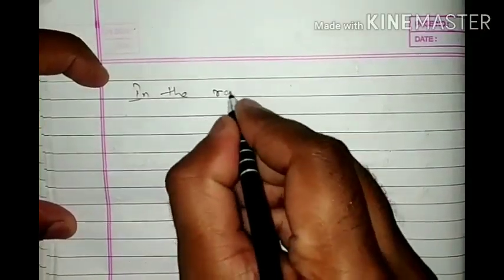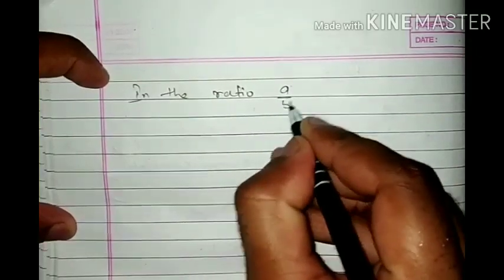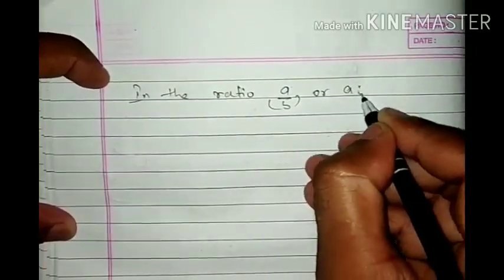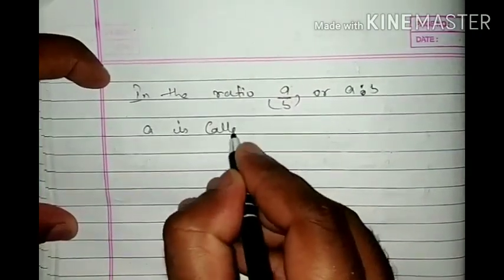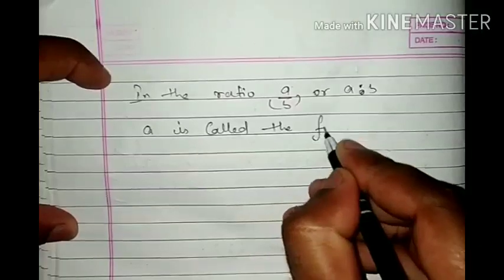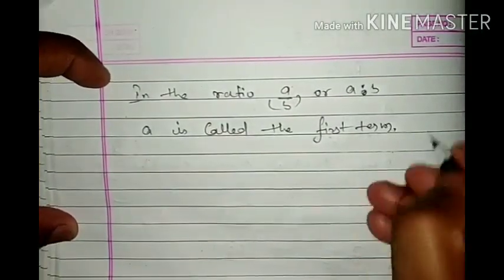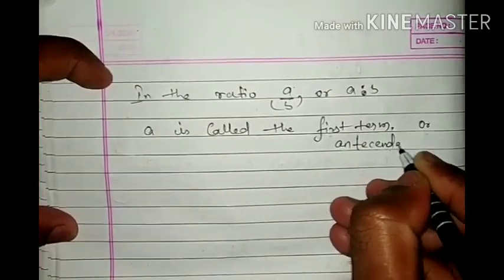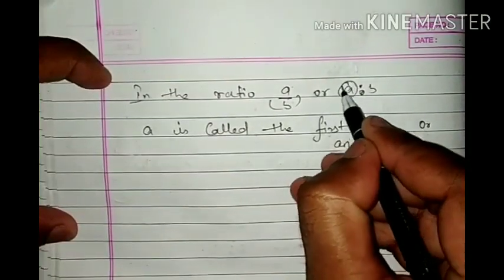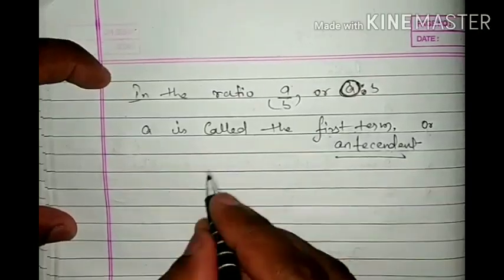So in the ratio A by B, or A ratio B, A is called the first term, or antecedent. रेशियो में जो फर्स्ट ए जो है वो फर्स्ट टर्म है और इसको बोलते हैं एंटीसीडेंट या फर्स्ट टर्म.